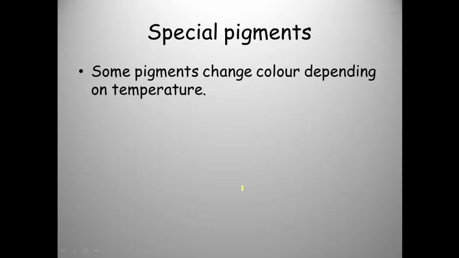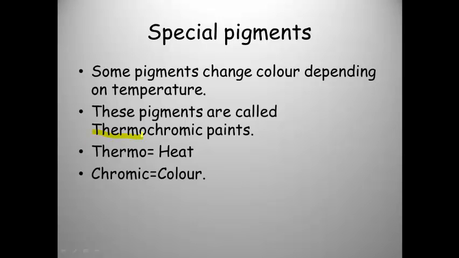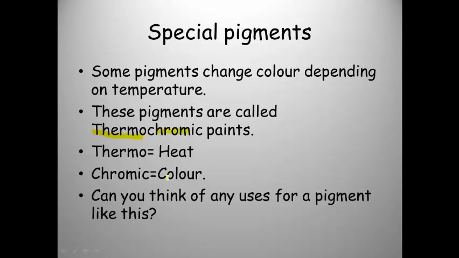Now that leads us on to special pigments. There are two: thermochromic and phosphorescent. People always confuse the two together. Let's deal with thermochromic pigments first. The word thermo means heat, or temperature. Chromic means colour. So obviously thermochromic paints are heat pigments, aren't they? So they will change colour according to the temperature.